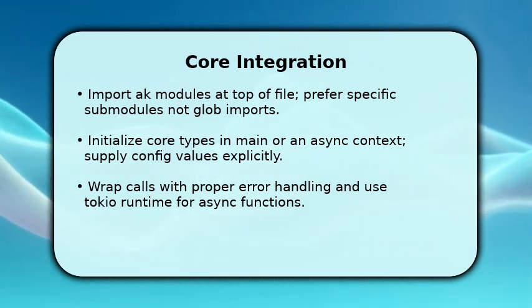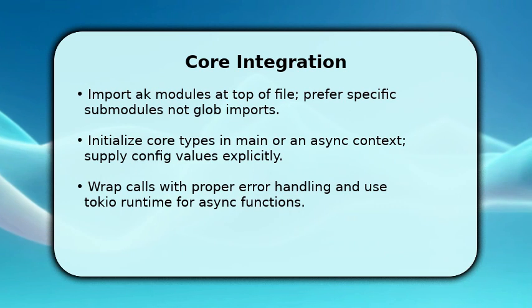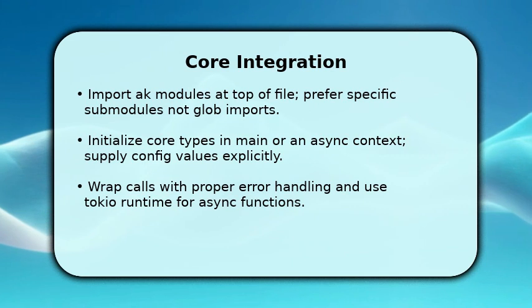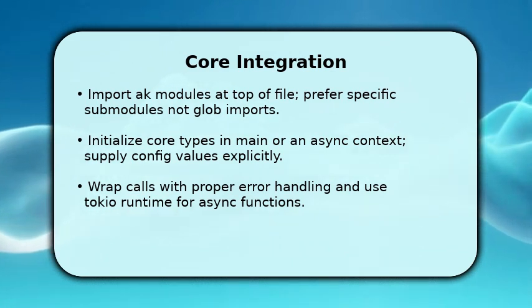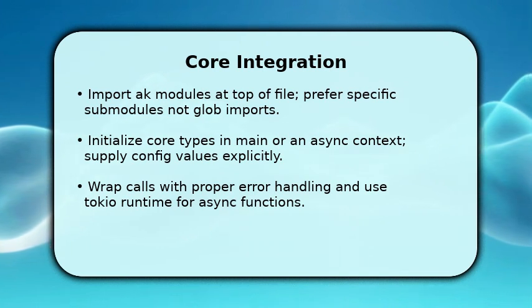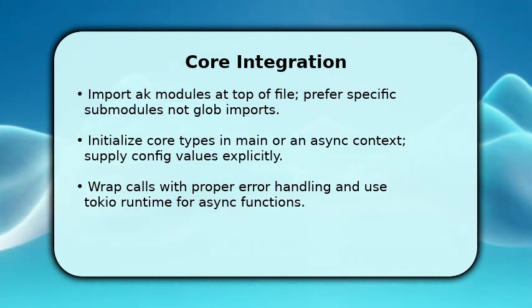Use an async runtime when ACK exposes async APIs and await operations to avoid blocking. Make sure to map or propagate errors with ? or match so you can surface useful messages. If you need traits implemented for your types, implement them now to satisfy the compiler.